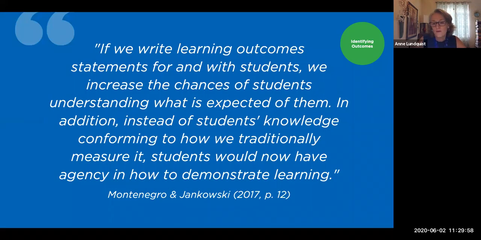We have a quote from that first piece by Eric and Natasha. When we write learning outcome statements for and with our students, we also increase the chance that students understand what's expected of them. And in addition, instead of students' knowledge conforming to how we traditionally measure it, students would now have agency in how to demonstrate their learning. So we're thinking of assessment, again, as a way to increase the students' agency in the learning and assessment process.